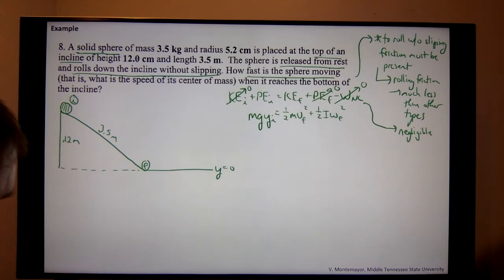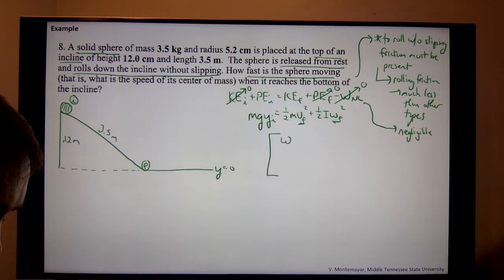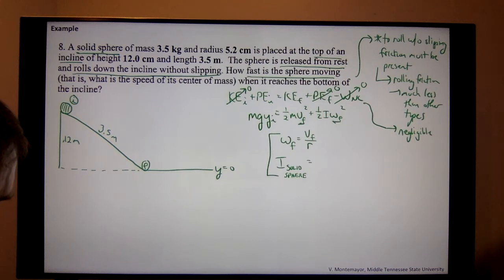So now we want to find V final, but don't forget that omega final has a V final sort of tied up inside it as well. So a couple of different asides here. First of all, omega final is equal to V final over R. We're going to make that substitution. And also I for a solid sphere. You can go back and look that up on the table a few slides back. I for a solid sphere is equal to 2/5 mr squared. So we're going to make both of those substitutions and see where it gets us.